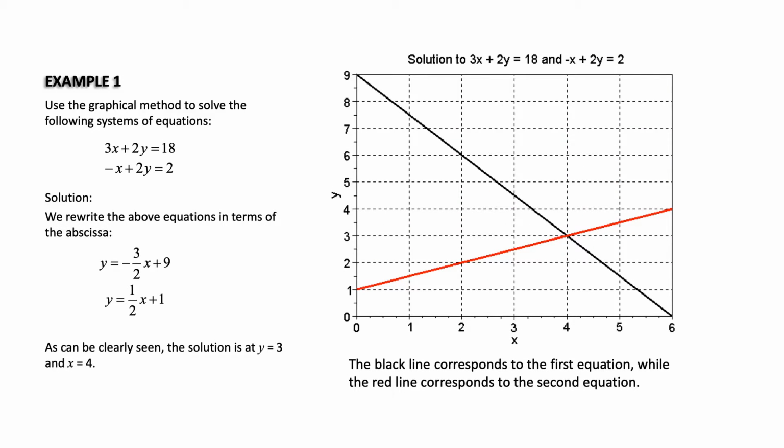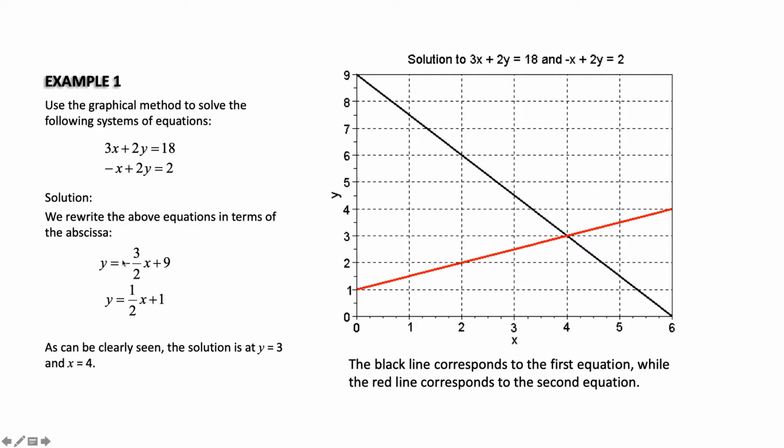In this example, we use the graphical method to solve the following system of equations. 3x plus 2y equals 18, and minus x plus 2y equals 2. We rewrite the above equations in terms of the abscissa. So we rewrite the first equation as y equals minus 3/2 x plus 9, and the second equation is y equals 1/2 x plus 1. And then we graph both equations.